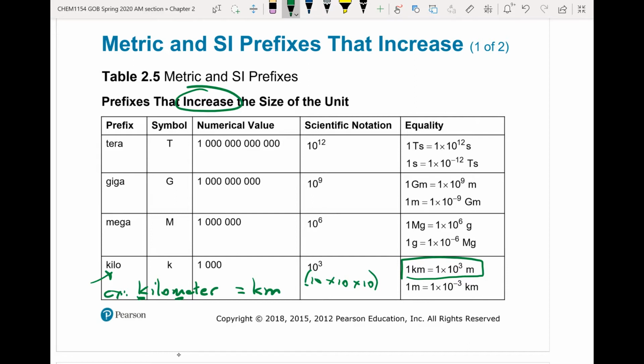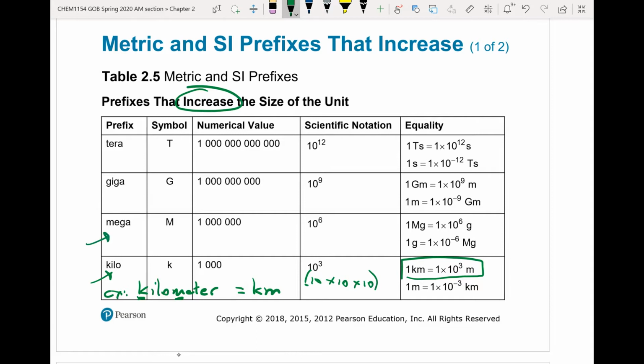If you have a kilogram, that means you have how many grams? 1,000 grams. You have a kilosecond, you have 1,000 seconds. You have a kiloliter, you have 1,000 liters. Kilo means 1,000, always, no exceptions.